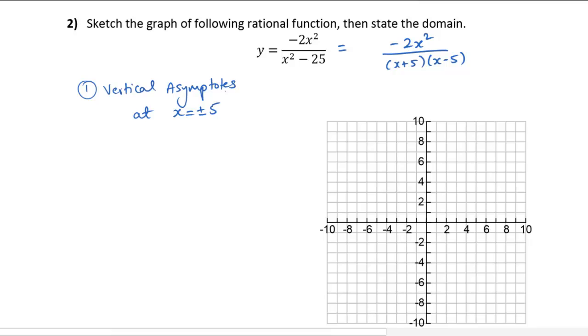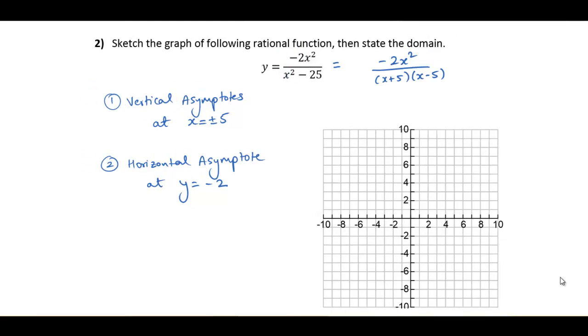Next item, I look for horizontal asymptotes. Because both the function's top and bottom are degree 2, I do have a horizontal asymptote, and in fact the horizontal asymptote is going to happen at y equals negative 2. So we have a horizontal asymptote at y equals negative 2. Again, that's coming from the leading coefficients here and here. Now before I do anything else, I'm going to go ahead and plot these asymptotes on my graph, and once I've got those down, I'll look at the next step.